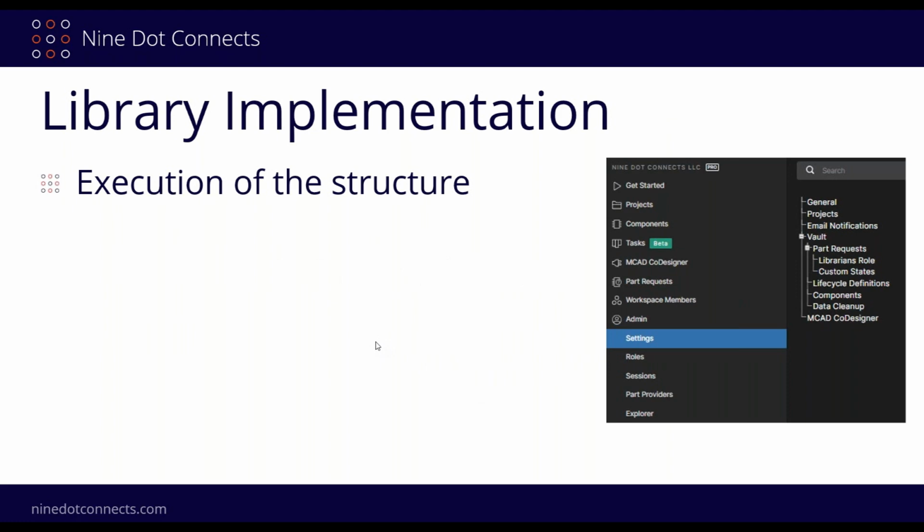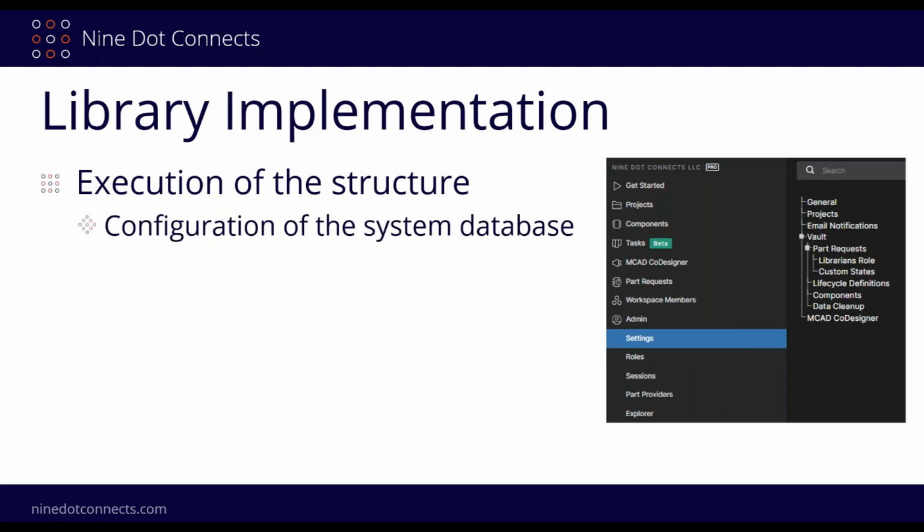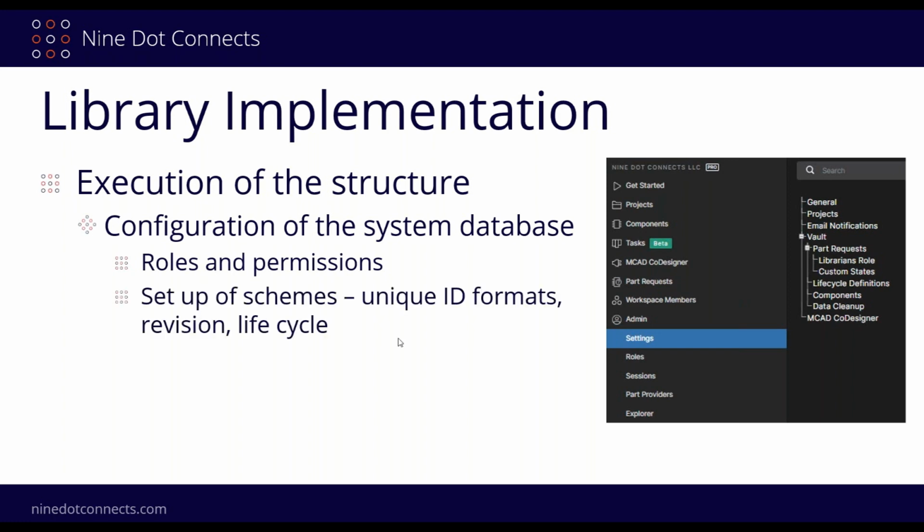Library implementation is the execution of the structure that you just spent that time defining. And what does that include, or may include? The configuration of the system database, the roles and permissions, if they happen to have that built into it, the setup of the schemes, the ID formats, the revision, the lifecycle, the folder structure, or in this case, if you're using a database, it would be a table structure.